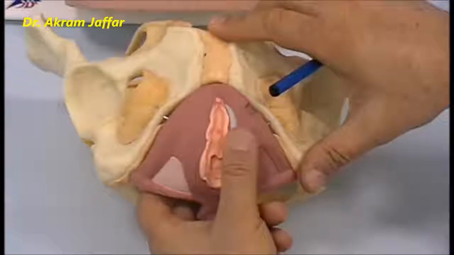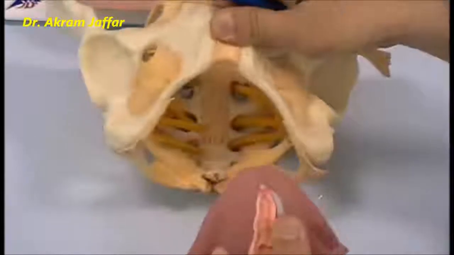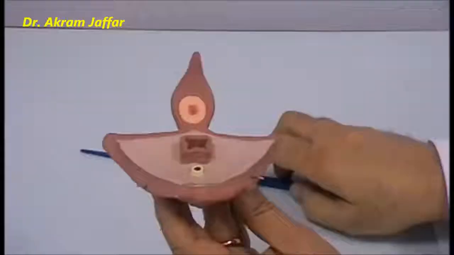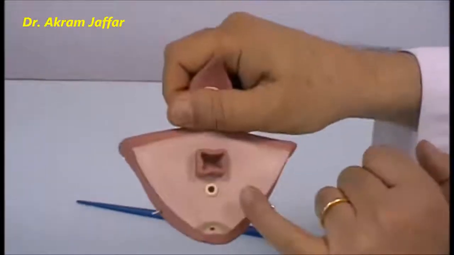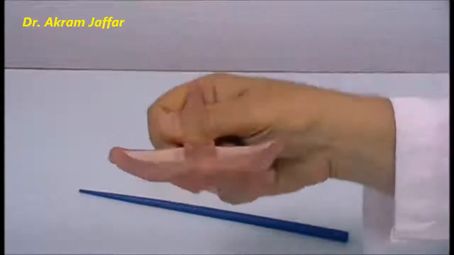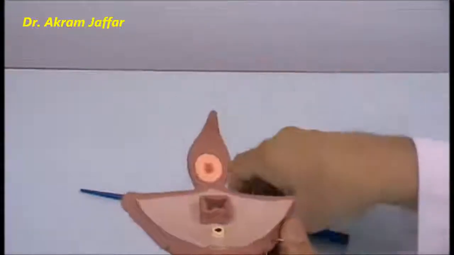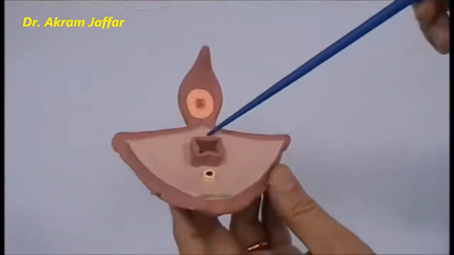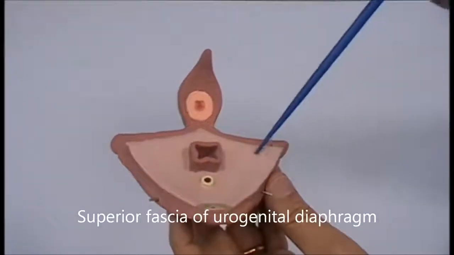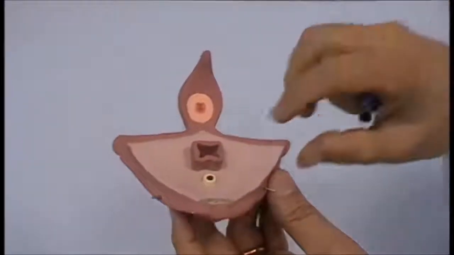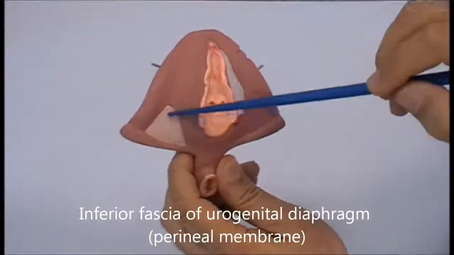Let's detach the urogenital diaphragm and study it in a little bit more detail. So this is the urogenital diaphragm. It is triangular in shape. Now I'm looking at the urogenital diaphragm from above, and this is looking at it from below. It's made of two layers of fibrous tissue. So this is the superior layer of the urogenital diaphragm, or superior fascia of the urogenital diaphragm. And here, this is the inferior fascia of the urogenital diaphragm.